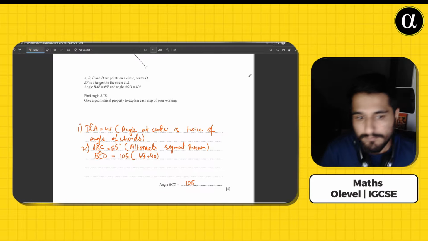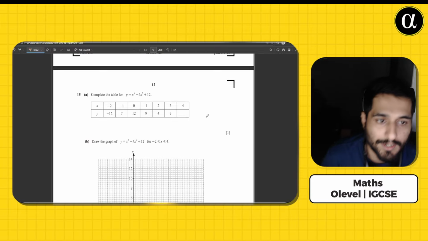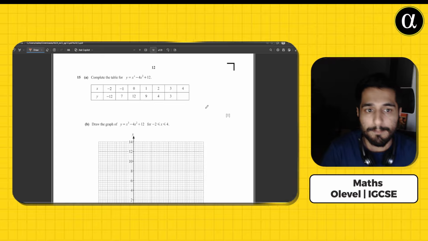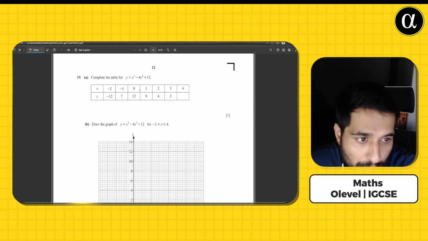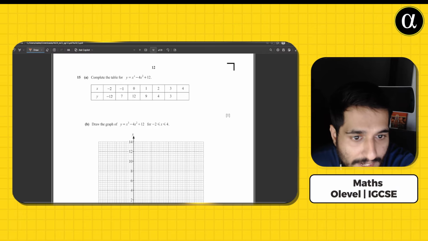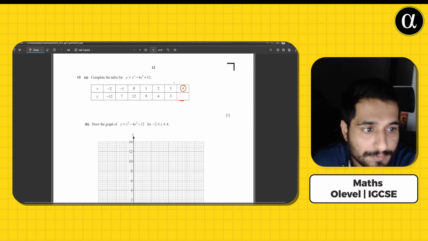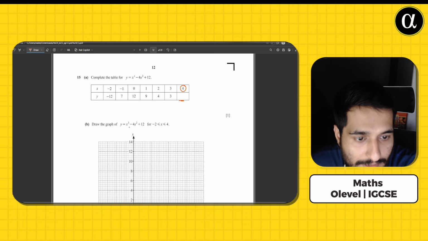All right, now moving on. Graph of functions. Now this question says complete the table for y equals x cube minus 4x squared plus 12, and we know that we are supposed to find the value for y when the input is x. All right, now this input x, when we plug it in, this is going to give us what?